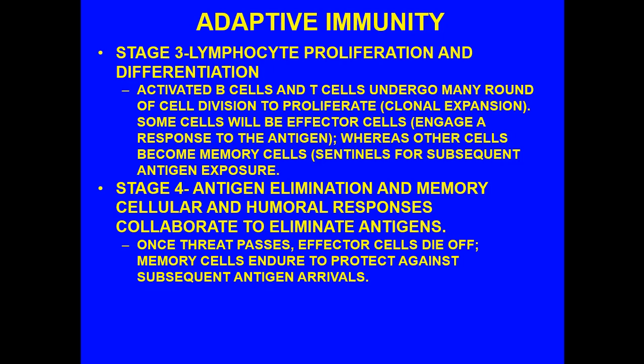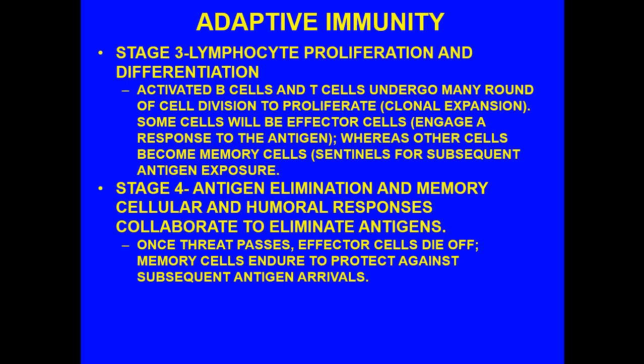When we get to stage three, that's where lymphocyte proliferation and differentiation occur. The activated B cells and T cells will undergo many rounds of cell division to proliferate. This is what we refer to as clonal expansion. Basically, they're going to make copies of themselves. So suddenly, instead of just one particular B cell and it has an orientation to a particular antigen, you're going to have thousands of exact copies of that B cell or thousands of copies of that particular T cell. Now, some cells will be effector cells. When I use the term effector cell, it's basically those cells that engage a response to the antigen.